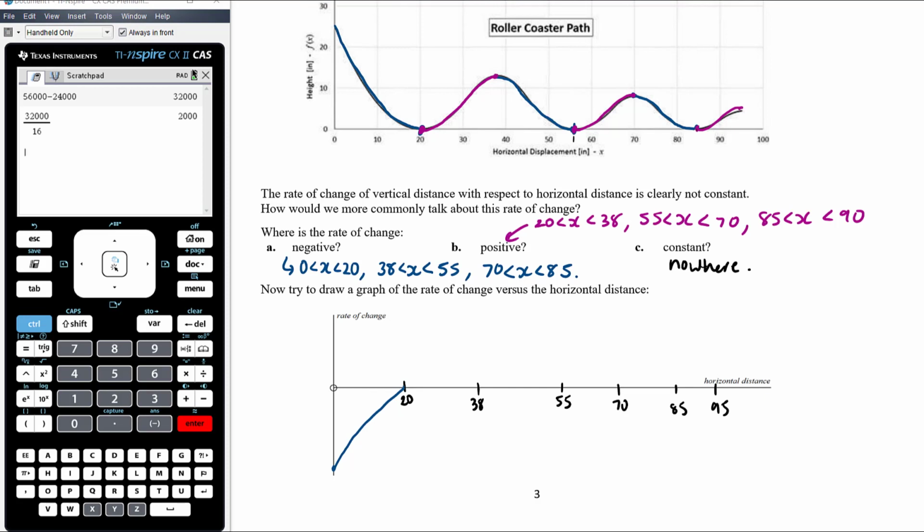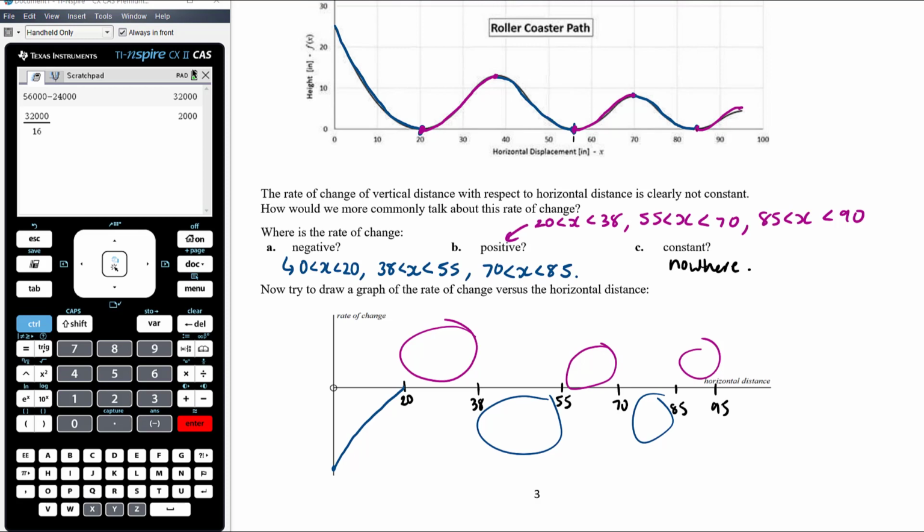Okay. Then we get positive gradient between 20 and 38. Okay. So my graph's going to be above the x-axis between 20 and 38. It's going to be back below the x-axis between 38 and 55. It's going to be back above the x-axis between 55 and 70, back below the x-axis between 70 and 85, and back above.